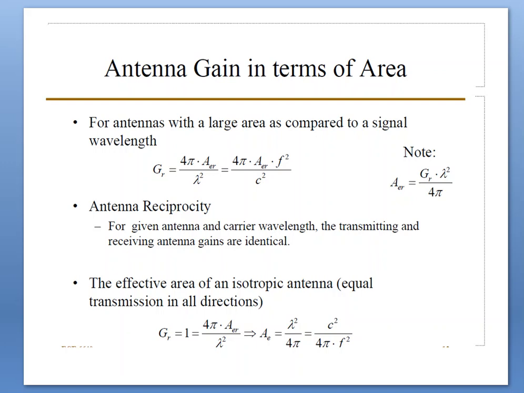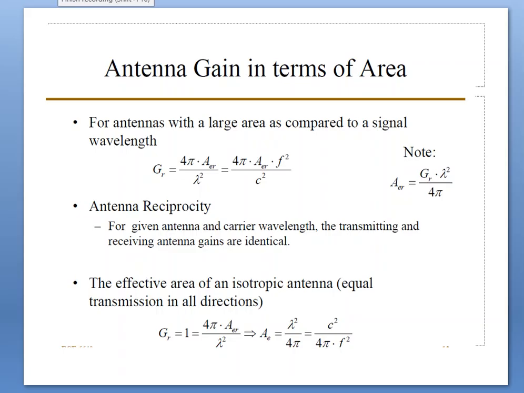Now coming to the range equation. For antennas, we already discussed that the gain is equal to 4 pi multiplied by the effective area of the antenna divided by lambda square. Now that is equal to 4 pi effective area, where lambda is replaced by c by f, so lambda square is c square by f square. The resultant equation is G is equal to 4 pi effective area multiplied by f square divided by c square.